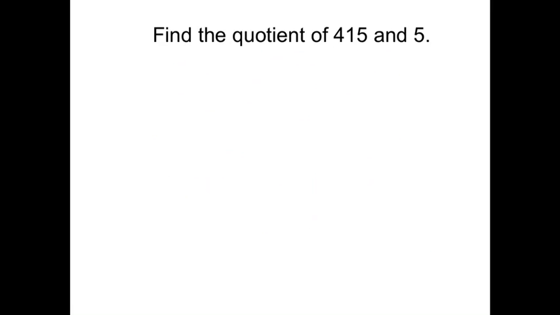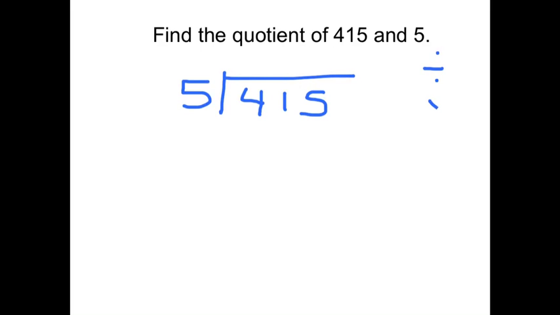Let's try a hard one. Find the quotient of 415 and 5. So how many times does 5 go into 415? That's division. So this one's a lot harder, so we need to use our long division. We say, how many times can 5 go into 415? Don't be afraid. Remember that your steps are first to divide, multiply, and then subtract, and bring down, and then maybe you have to do it more than once.